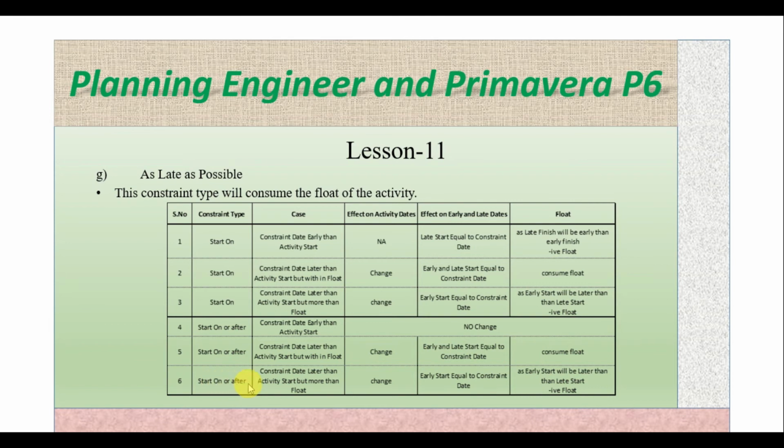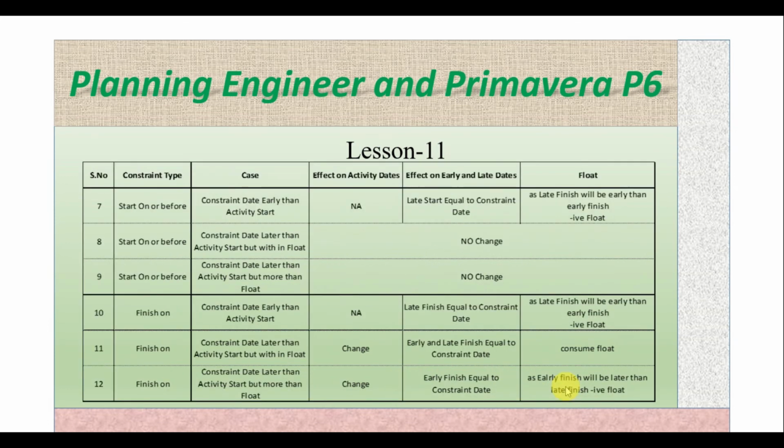Start on or after, case 3, which is later than the activity start date but more than the float: it will change the start and finish dates. Early start equals the constraint date, and early start will be later than the late start, so it will give us negative float.